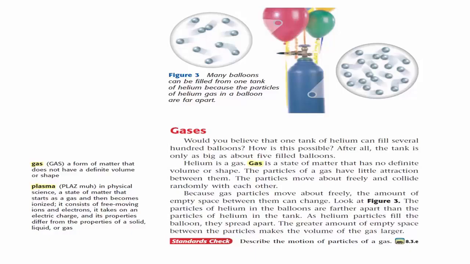Because gas particles move about freely, the amount of empty space between them can change. Look at Figure 3. The particles of helium in the balloons are farther apart than the particles of helium in the tank. As helium particles fill the balloon, they spread apart. The greater amount of empty space between the particles makes the volume of the gas larger.